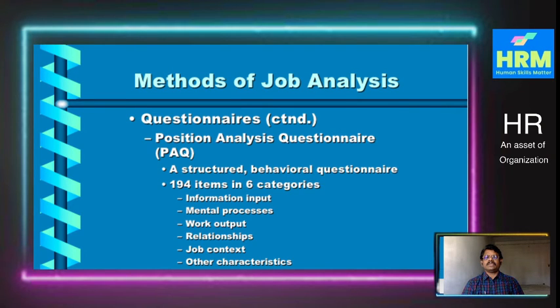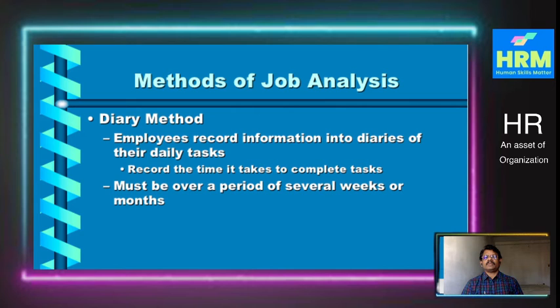Further, if you look at questionnaires, there is the Position Analysis Questionnaire, PAQ. The Position Analysis Questionnaire is a structured behavioral questionnaire. There are 194 items in 6 categories, right? It is a standardized questionnaire generally used in companies, with categories like information input, mental processes, work output, relationships, job context, and other characteristics. So these six categories consist of 194 items, questions. We use all this to collect the data extensively and in a comprehensive manner, and then prepare it.